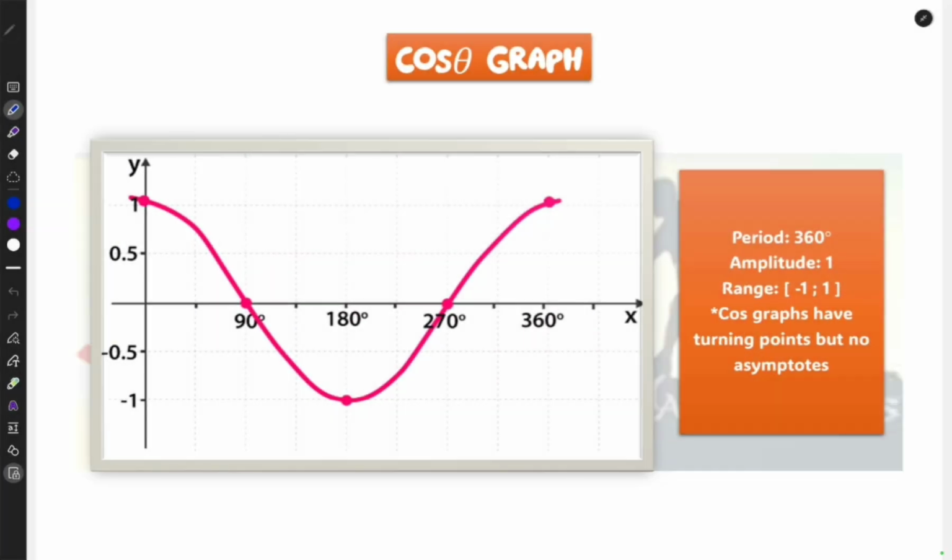A cos graph is what I'm showing you now. Everything is exactly the same as sine. It just moved a little bit to the right or the left. That means it doesn't start at 0, 0 this time. It actually starts at the maximum value of 1 at 0.